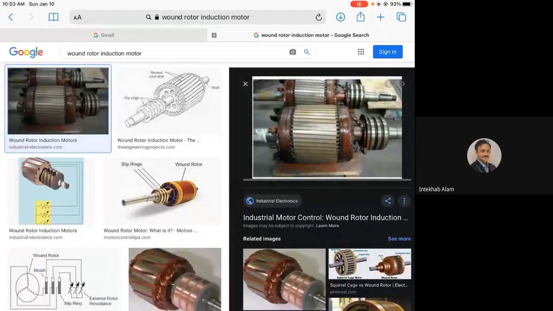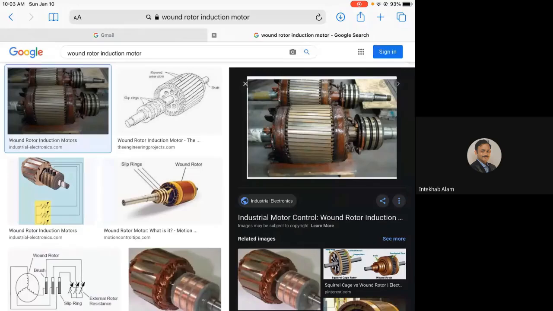Can you see this? You can see the slip rings here. This is the wound rotor induction motor. You can see this figure also. Is it okay with you?